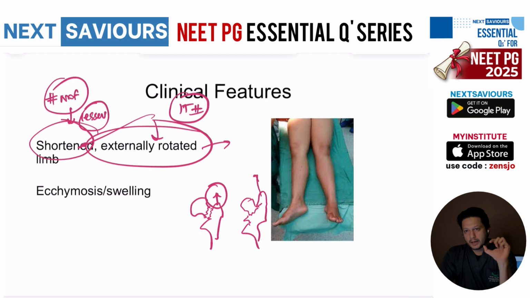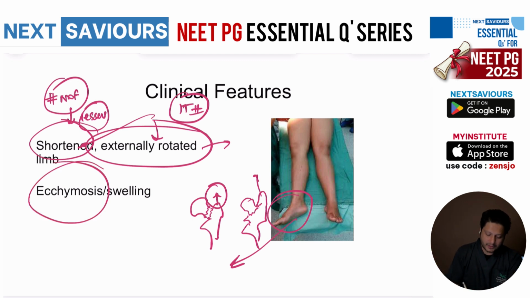You see, if a question is presented to you like a 72-year-old male came to the emergency after slipping in the washroom, he was not able to bear weight on the right lower limb, and when he was lying down on the couch, the lateral border of the right foot was touching the couch. What does it mean? External rotation all the way up to 90 degrees. So this is the feature of intertrochanteric fracture, and this is how you will identify it clinically. Rest of the things are going to be determined on the X-ray findings.